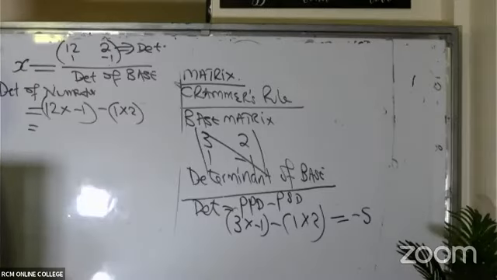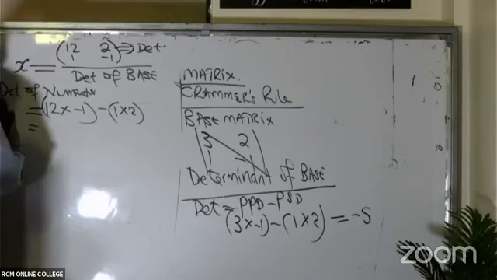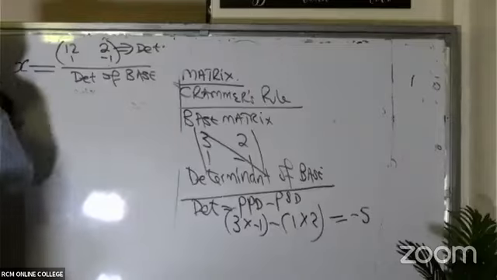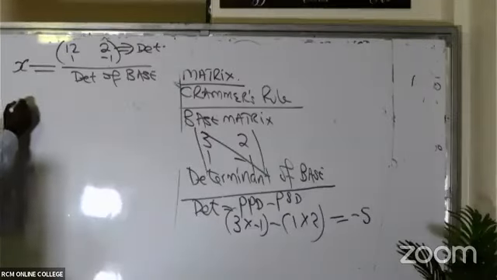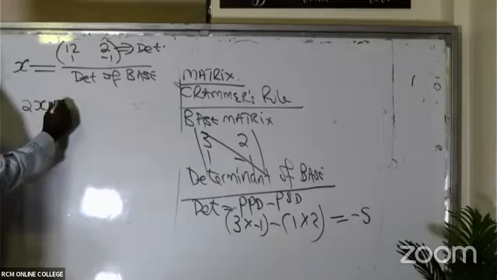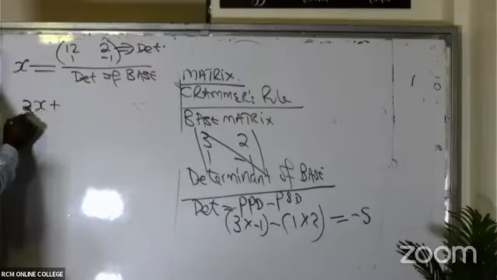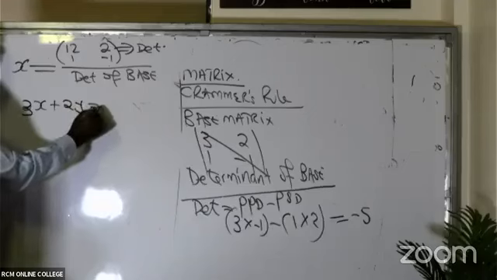Okay. Yeah, it's unfortunate that I wrote my equations wrongly. Let's get these equations right. So the first equation was 3x plus 2y. Is it 3x plus 2y? Yeah, plus 2y is equal to 12.